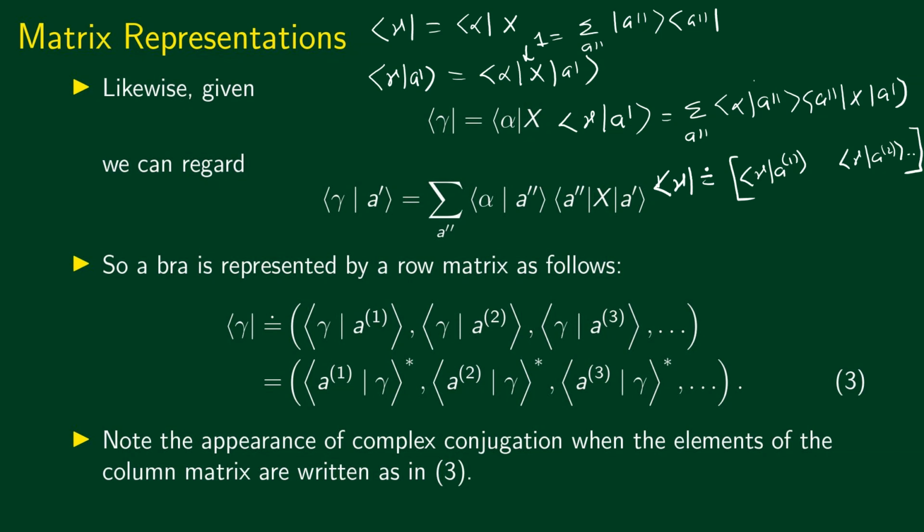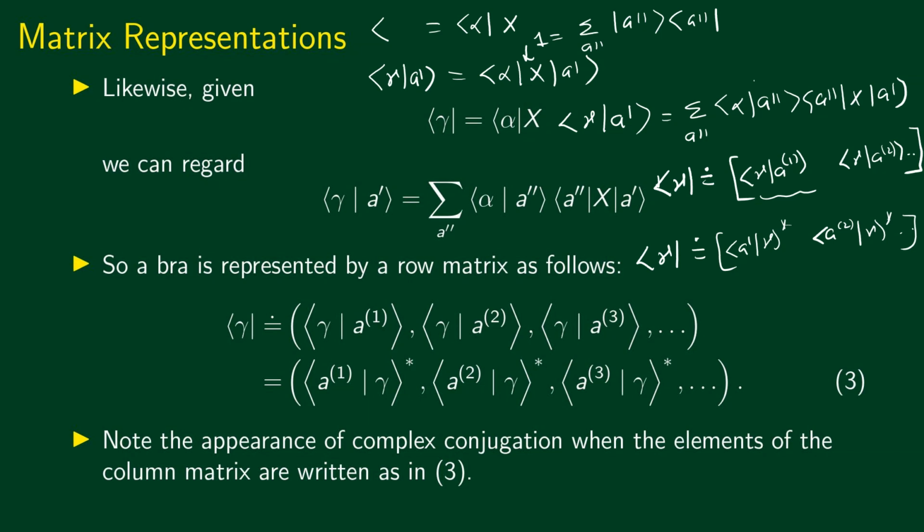Okay. Now we can also write that bra gamma ket a1 is equal to bra a1 ket gamma star. Okay, this is the basic rule that we have seen several times. If you interchange this, there's an extra complex conjugation. So this means that bra gamma can be represented as a row matrix with elements bra a1 ket gamma star, bra a2 ket gamma star, etc. All right. So we see that we can represent a bra by a row matrix and a ket by a column matrix.